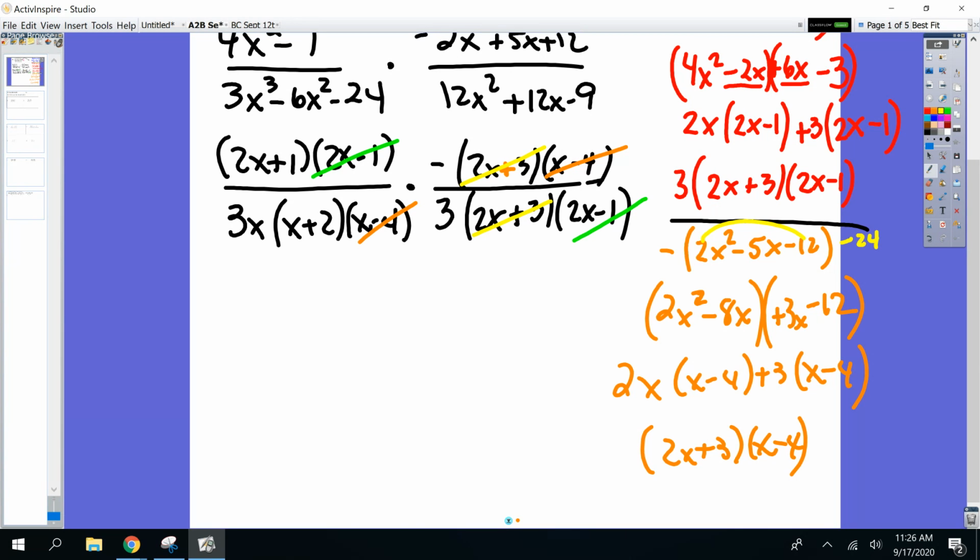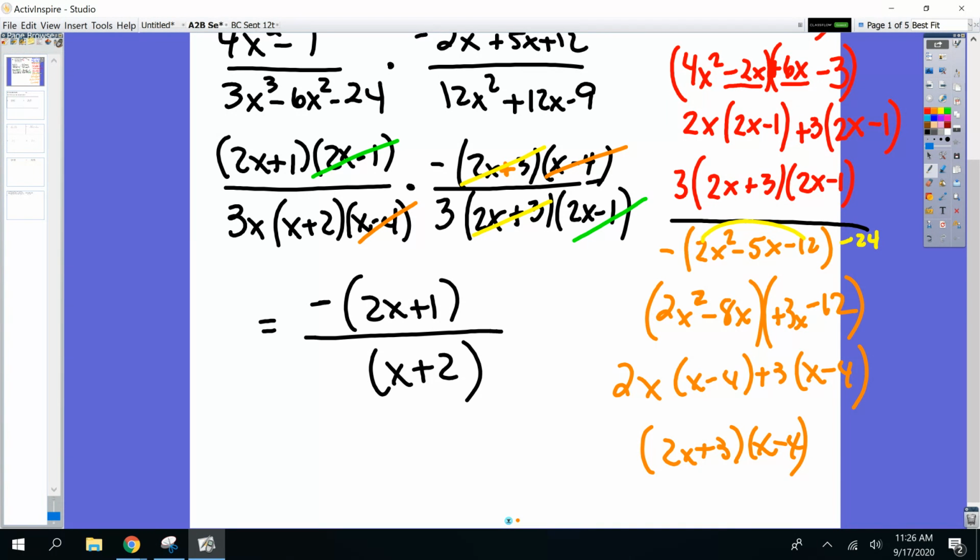Okay, so ready? What's left on top, Caroline? Everything that's left on top. 2x plus 1 and negative 1. So I'll just write this, negative 2x plus 1. No need to distribute. Just leave it hanging. And what's left on the bottom, we got a couple things here. 3x. Yep. And x plus 2 and 3. Okay, so why don't we take that 3x and 3 and multiply them instead of leaving them in the denominator. So 3x times 3. There you go. No need to distribute.